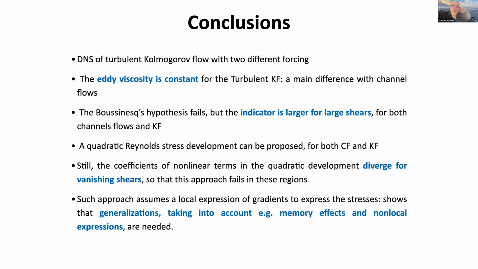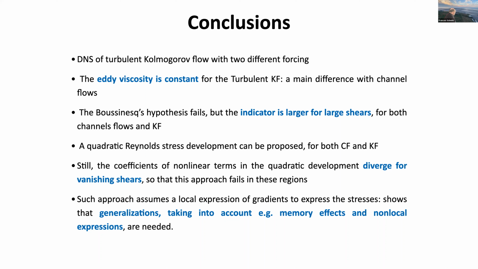So a conclusion of this work is to say, as I said, that we have constant Eddy-viscosity for Kolmogorov flow, even when the forcing is not sinusoidal. And considering the Boussinesq hypothesis, we found that the indicator works better for large shears, and the quadratic development can be proposed. But this doesn't work when we have vanishing shears.